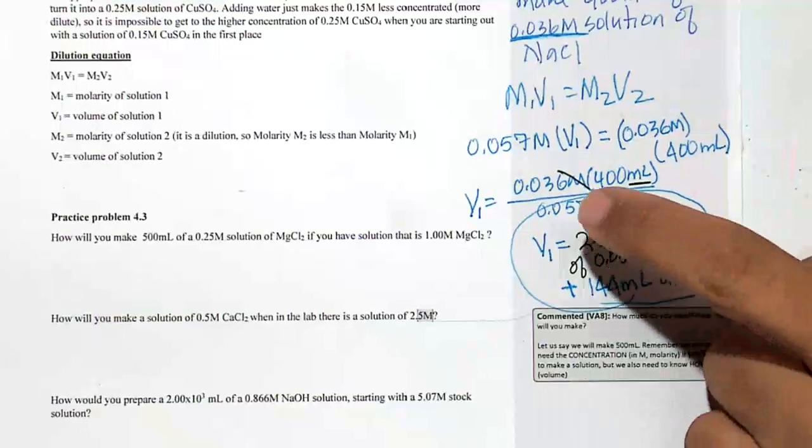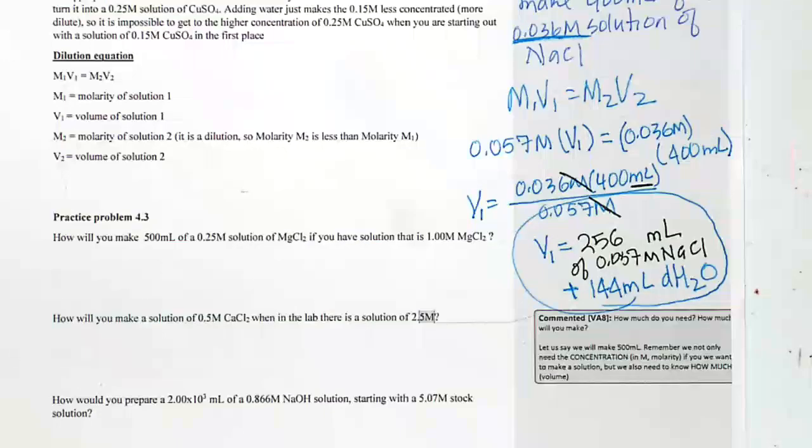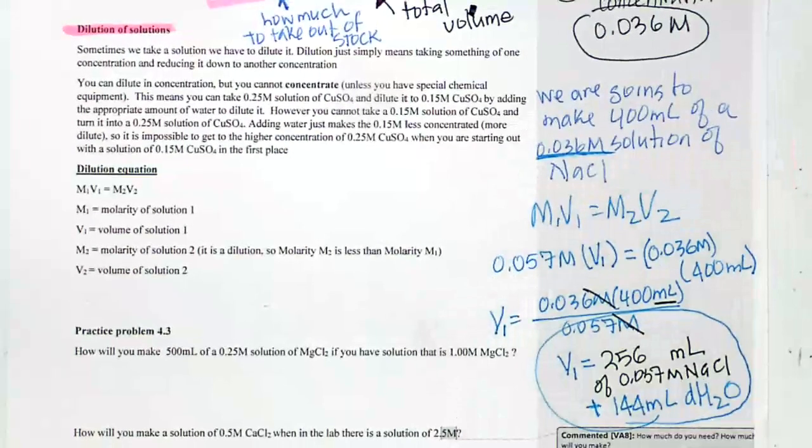0.036 molar of NaCl. And how much did we make? 400 milliliters. And initial and date. Okay, so you can say I made 400 mLs if you want. There we go. Okay.